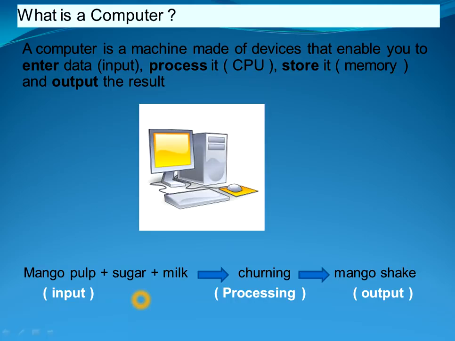Let me give you a very basic definition. For example, if you want to make a mango shake, you need mango pulp, sugar, milk, then a churning machine or mixer which will output the mango shake. In this case, mango pulp, sugar and milk act like the input for a computer, the churning machine acts as the processing device, and the mango shake is the output in terms of a computer.